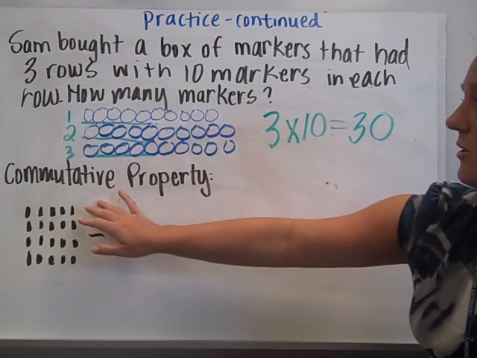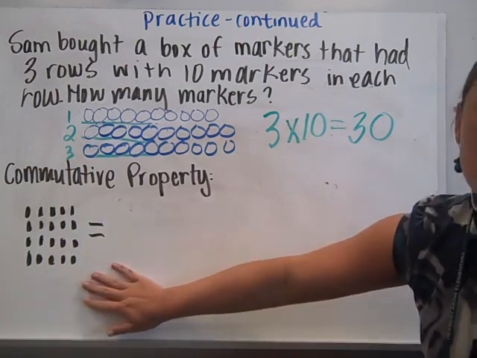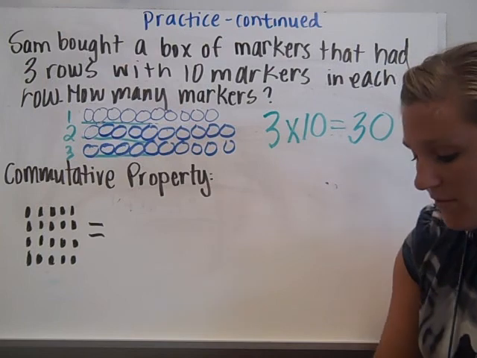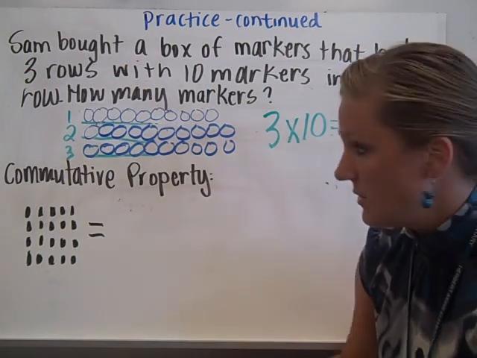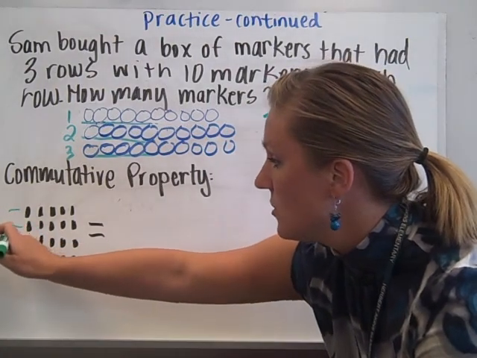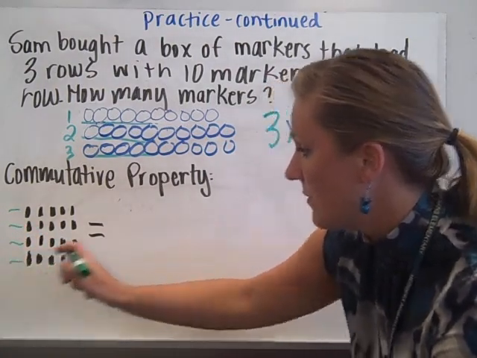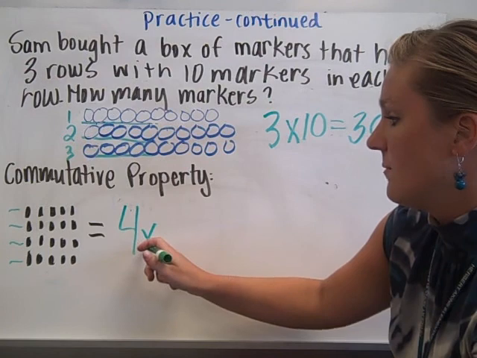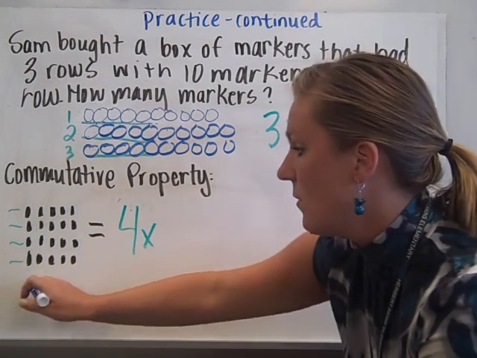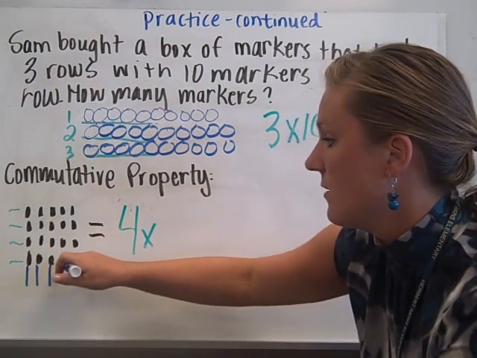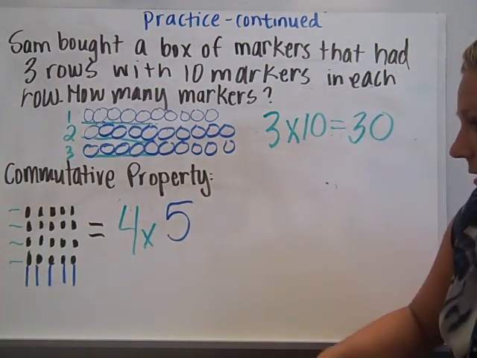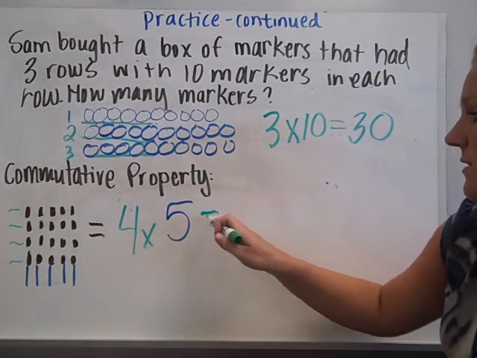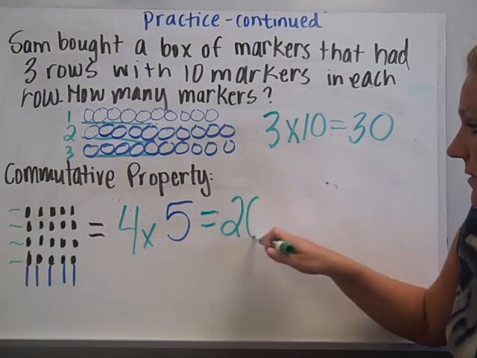All right, lastly, the commutative property. I want us to look at this. If I wanted to write first the equation of this array, I need to count my rows first. So 1, 2, 3, 4 rows times my columns. 1, 2, 3, 4, 5. Okay? And if I count all of these, I would get 20.